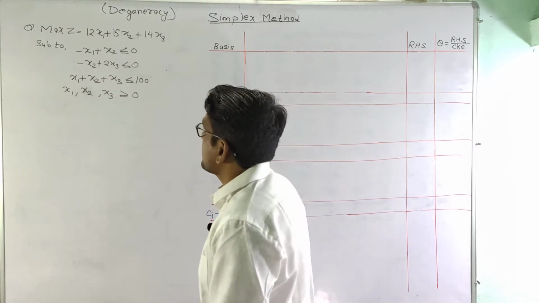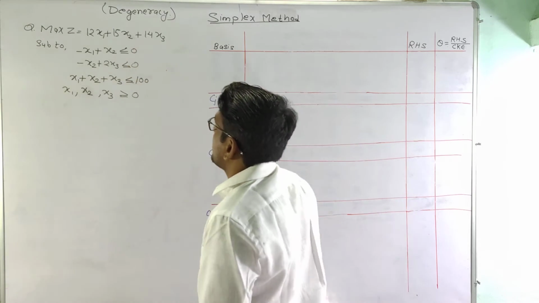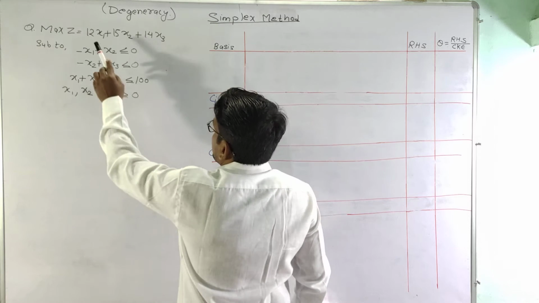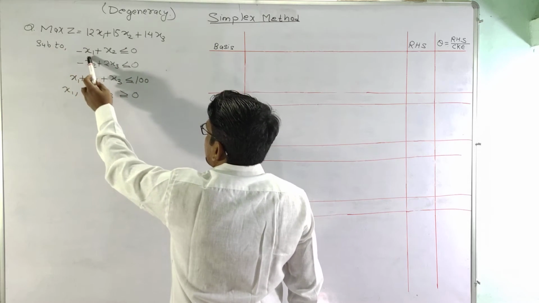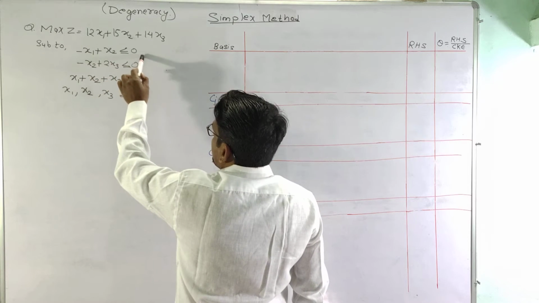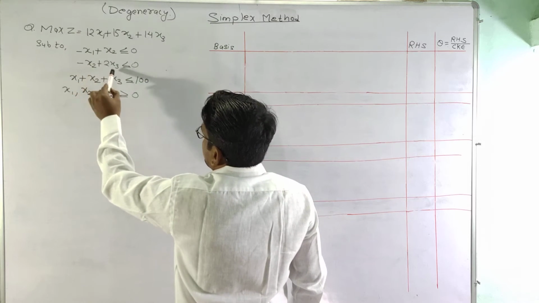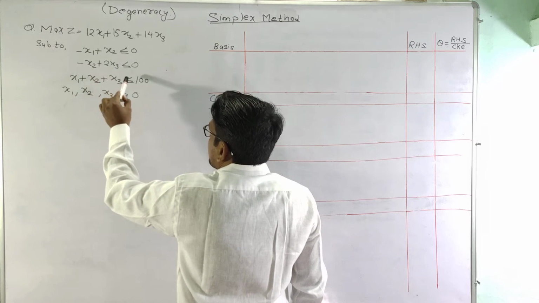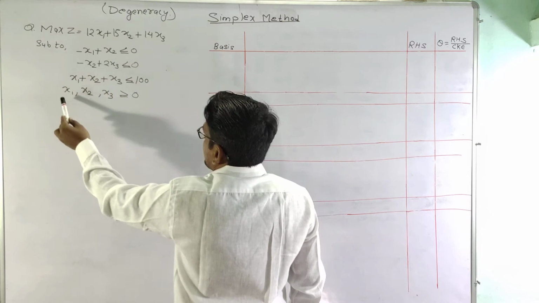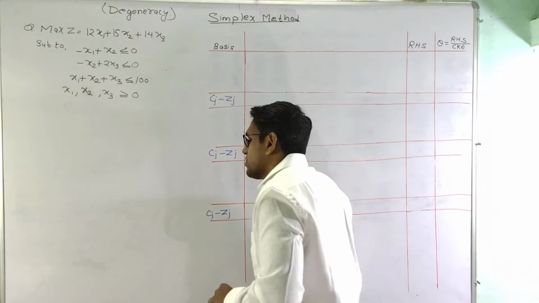Our problem says: maximize z equals 12x1 plus 15x2 plus 14x3, subject to constraints minus x1 plus x2 less than or equal to 0, minus x2 plus 2x3 less than or equal to 0, x1 plus x2 plus x3 less than or equal to 100, and x1, x2, x3 greater than or equal to 0.